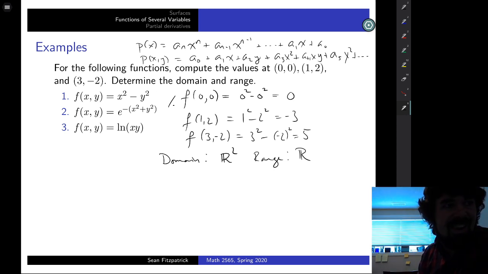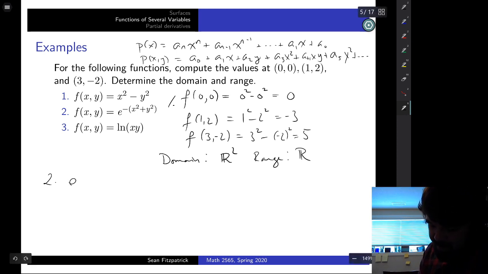All right. Let's keep going. I'm only going to keep half an eye on that chat now. Second one, e to the minus x squared plus y squared.